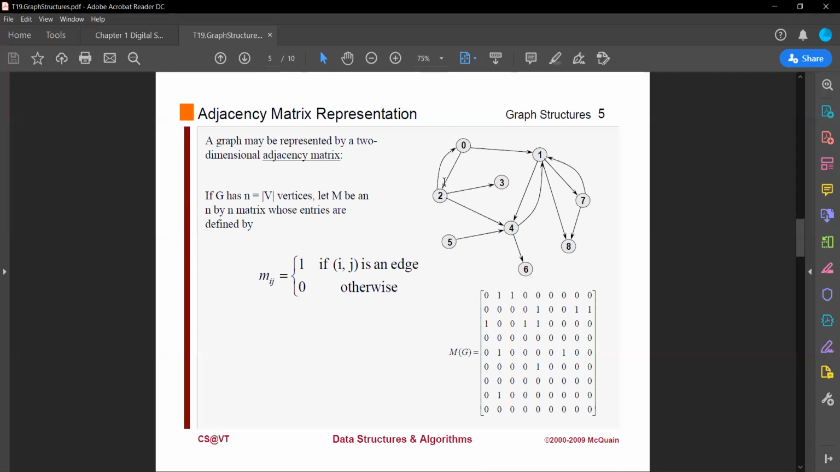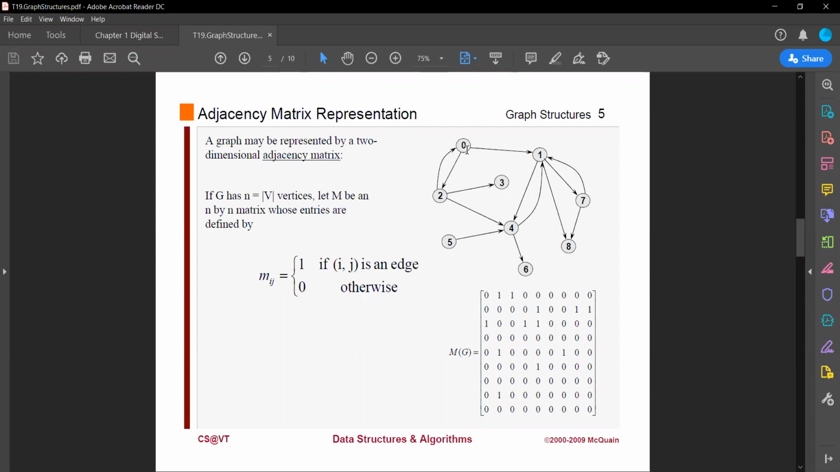So here we see that there are nine nodes, from 0 to 8. The first column and first row represent 0. The second column and second row represent 1. Similarly, the last column and the last row represent the last value, 8. So from here, we can easily fill up the adjacency matrix.